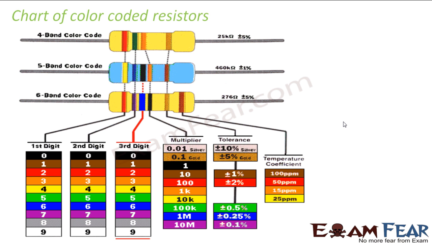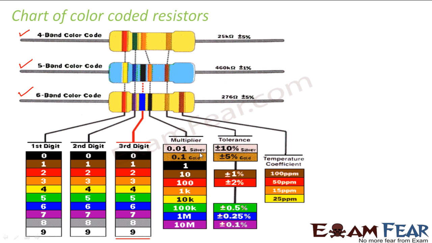Now, if you look at this chart, it will make things simple. It talks about the 4-band color code, which I just now told you. It also talks about the 5-band color code as well as the 6-band color code. That means if the number of bands increases, what happens? Look at this one. Here you have 25 kilo ohms plus minus 5%. Here you have 460 kilo ohms. Here you have 276 ohms plus minus 5%. So your number of significant figures increases when your number of bands increases, right?